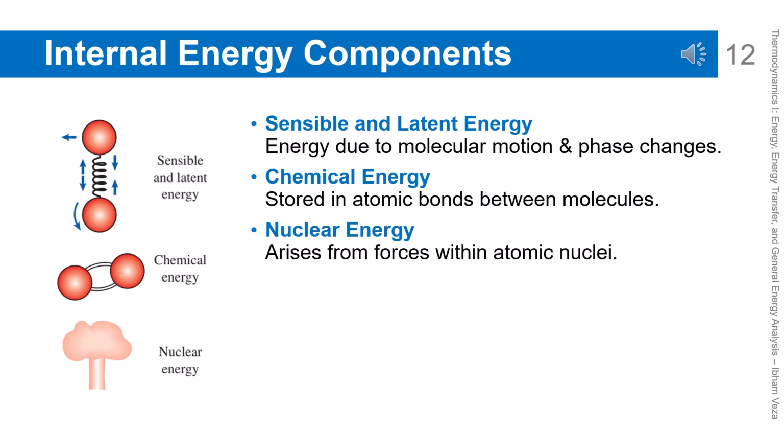Internal energy components. Internal energy consists of several main components that originate from the microscopic structure of matter. Sensible and latent energy are related to molecular motion and phase changes. Chemical energy is stored in the bonds between atoms and molecules. Nuclear energy comes from forces within the atomic nucleus. All these components together form the total internal energy of a system.